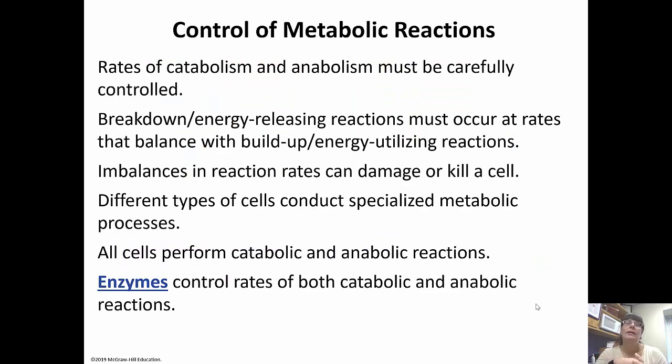So the rates of these reactions have to be controlled. The breakdown and energy releasing reactions have to occur at rates that balance out with the building up or energy utilizing reactions. So in a nutshell, you have to have enough reactions giving off energy to fuel the ones that require energy. Imbalances in reaction rates can damage or kill a cell. Different types of cells, of course, are going to conduct specialized metabolic processes. All cells in general perform catabolic and anabolic reactions, and enzymes really help control the rates of the catabolic and anabolic reactions.